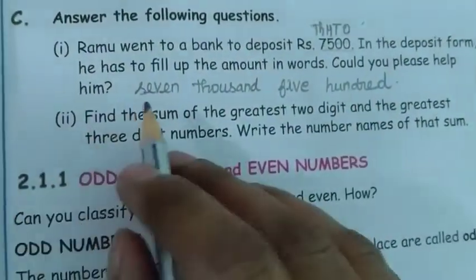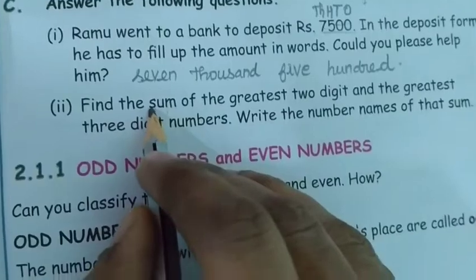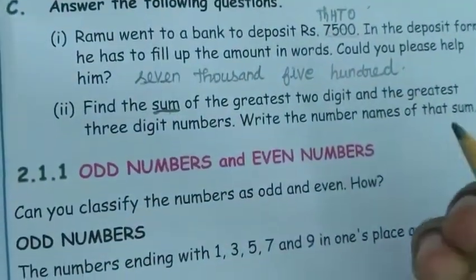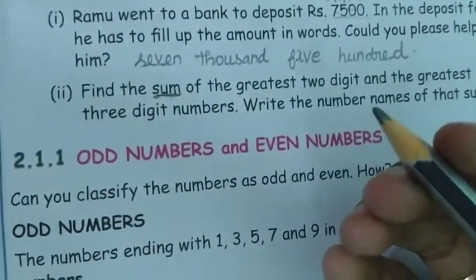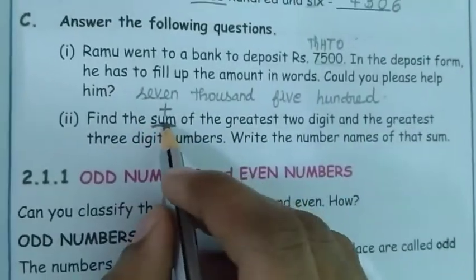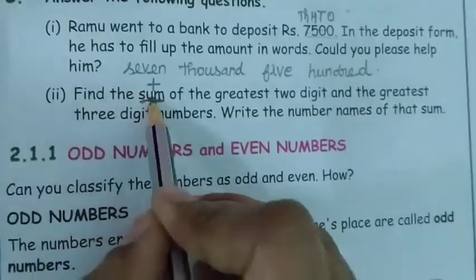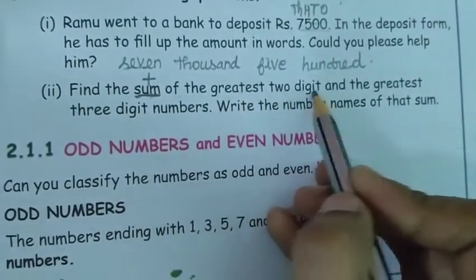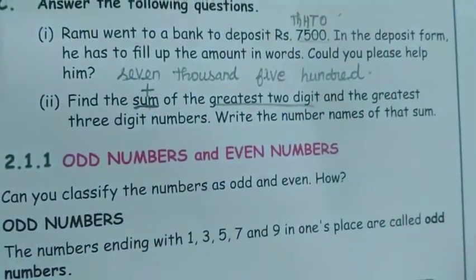Okay, second question. Find the sum. What does sum mean? You already learned in your lower class. Very good. Sum means what? Plus, addition. Okay, wow. Now we want to do the addition. Find the sum of the greatest two-digit number. What is the greatest two-digit number, ma?